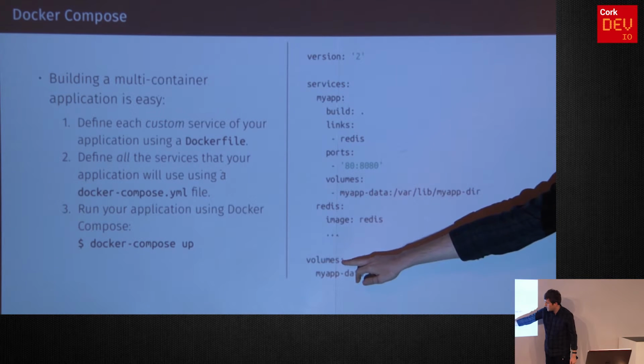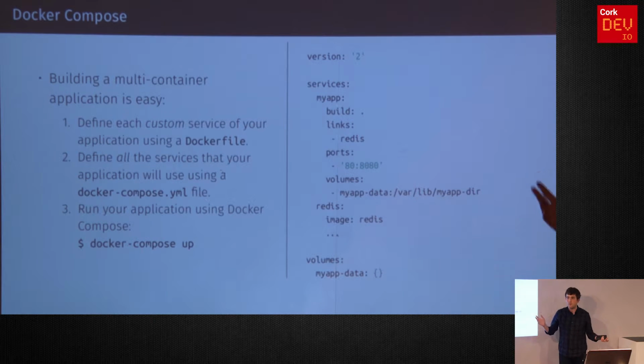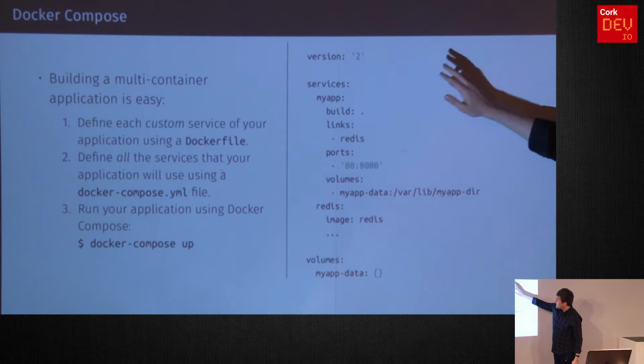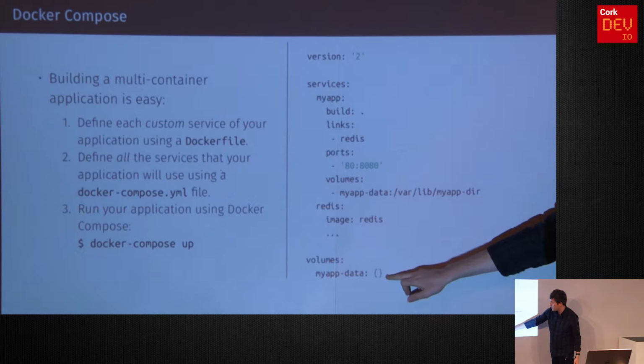And then finally you've got your volume section down here, and you've got my app data, and then I've got some empty curly brackets. So this all probably looks like double Dutch. It's not that bad. Essentially what I'm doing here is, I'll start at the bottom. I have a volume. I'm going to create some data volumes.